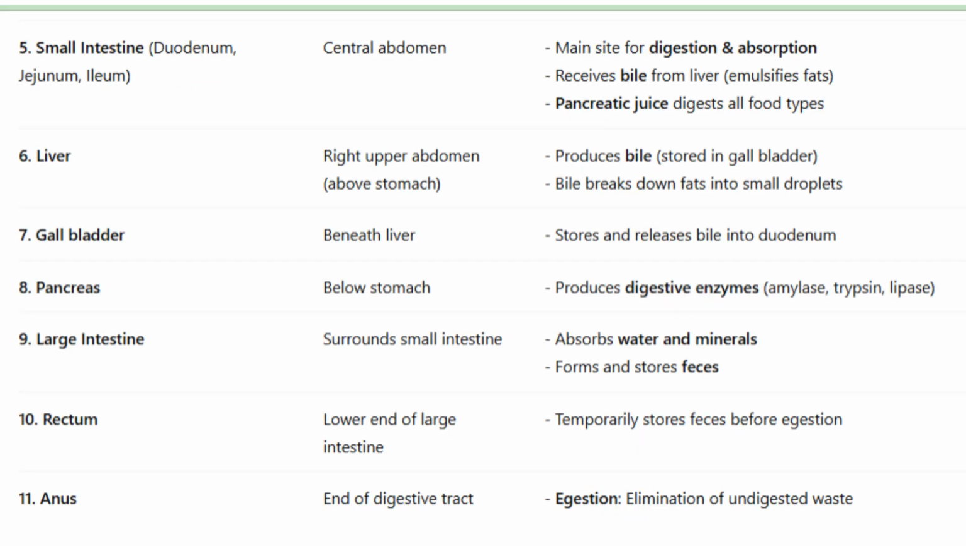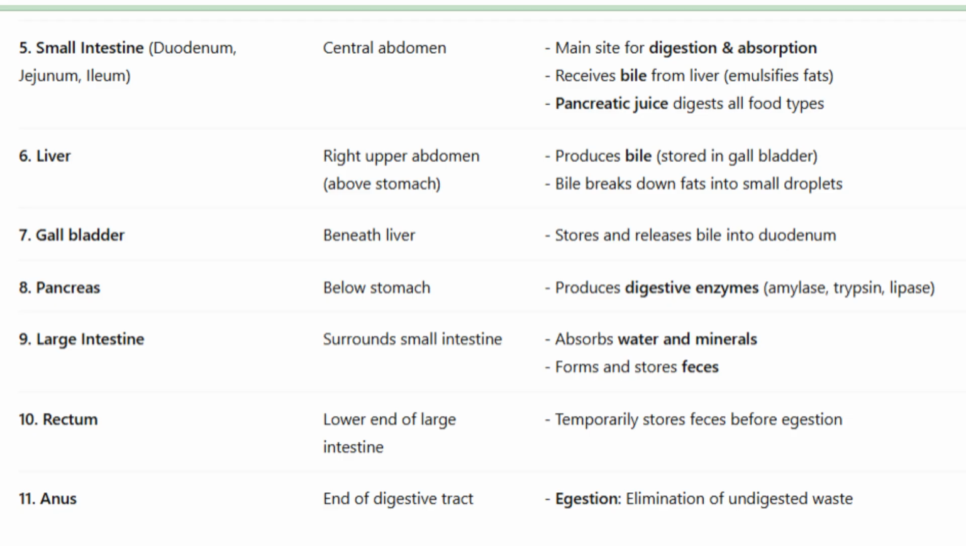5. Small intestine, duodenum, jejunum, ileum. After the stomach, food moves into the small intestine, which is divided into 3 parts, duodenum, jejunum, and ileum, and occupies the central abdominal region. This is the main site of digestion and absorption. It receives bile from the liver to emulsify fats, and pancreatic juices to digest carbohydrates, proteins, and fats. Nutrients are absorbed into the blood through the intestinal walls.